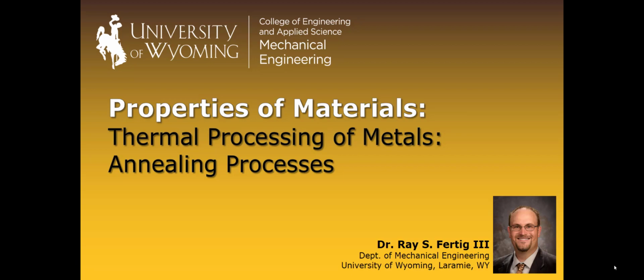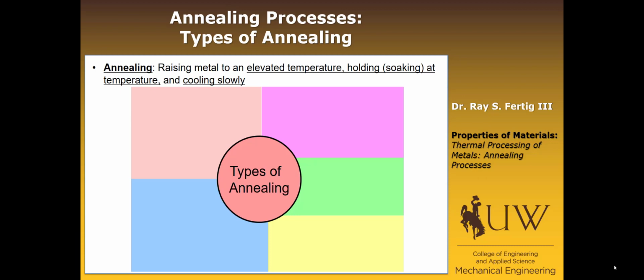So now that we've talked about phase transformations in previous lectures, we want to extend that discussion to talk about how we actually go about thermally processing metals. Today we're going to talk specifically about annealing processes. All annealing is raising a metal to an elevated temperature, holding, or sometimes calling that soaking at that temperature, and then cooling slowly. So there's no quenching involved. We're just slow cooling it all.